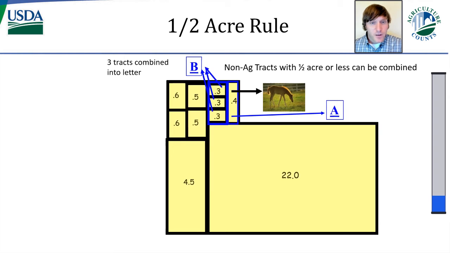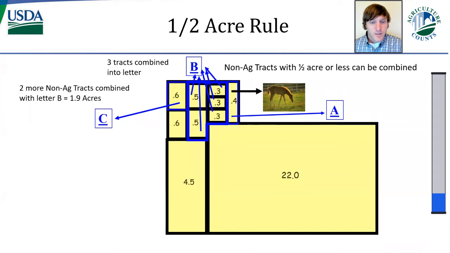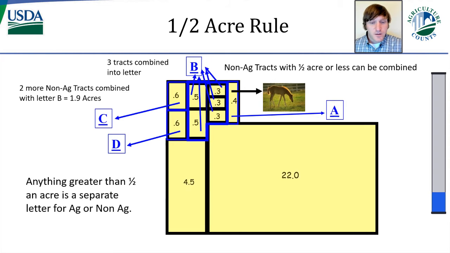We also find that we have two other non-ag parcels of land that are half an acre or less that are contiguous with tract letter B. So we can combine all the non-ag parcels into the same tract letter B. This makes tract letter B equal to 1.9 acres. Our next parcel of land is greater than half an acre, so it gets its own tract letter, tract letter C, and the same for tract letter D. Any parcel of land greater than half an acre gets a separate letter for ag or non-ag tracts.